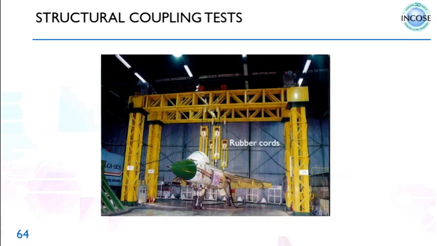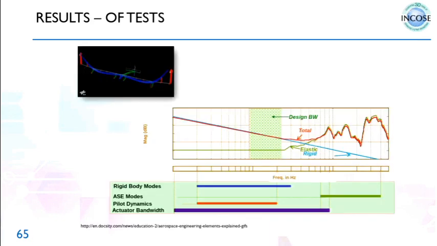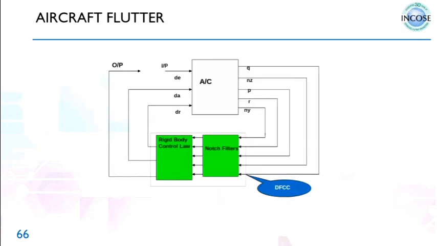This is the Indian LCA. So what they did was that the rubber cords lifted the whole LCA up and injected vibrations at the surfaces. So the whole aircraft is made to vibrate. And once you do that, what you get is a frequency response. So this is the frequency in hertz and the magnitude, and you will find points where the aircraft actually vibrates. These are known as structural vibrations, and you need to design notch filters to remove those vibrations. So it's very important that you design notch filters.